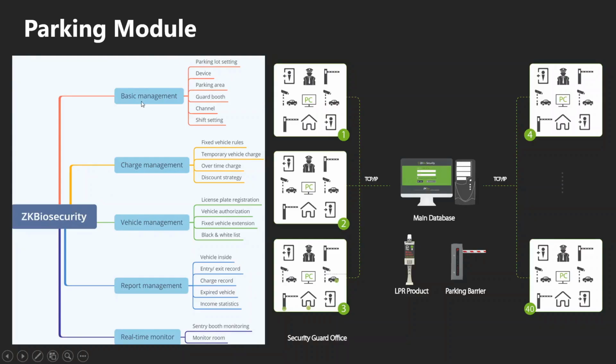In the parking management, the basic management where we have to assign the parking lot settings and add devices, and the parking area and guard booth channel and shift settings we have to configure in the software. And there is also the charge management, like the fixed vehicle rules we can manage, and temporary vehicle charge, which is for a vehicle that is not registered and approaches the parking lot. For example, we can set some amount of charge for 1 hour to those vehicles, and overtime charge and a discount strategy are also there.